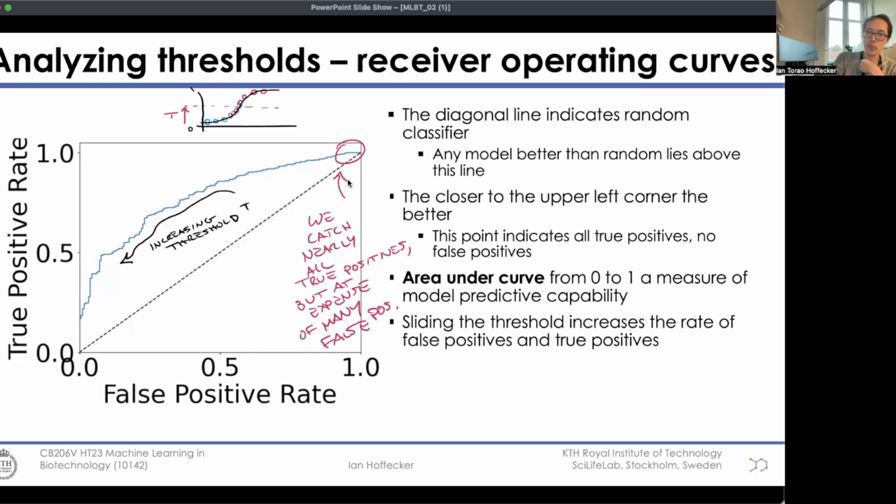And then you can kind of think of this point here. So we can imagine this is a point where we've moved the threshold so far that we do catch all the true positives, but at the cost of also generating many false positives. So you want to be closer to this upper left corner if possible. So maybe here on the curve would be the best place to choose your threshold. And then the area under this curve is also a measure of the model's predictive capability. So that's going to be a number from 0 to 1, and the closer to 1 it is, the better. The closer to 0.5, the less predictive your model is.